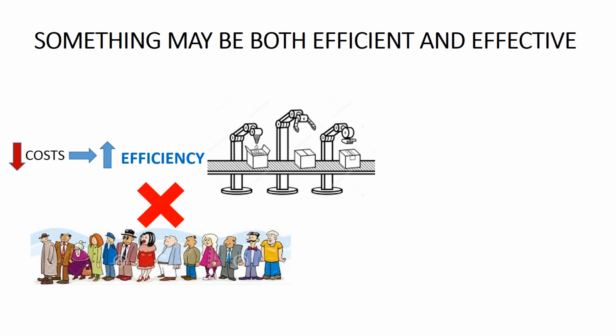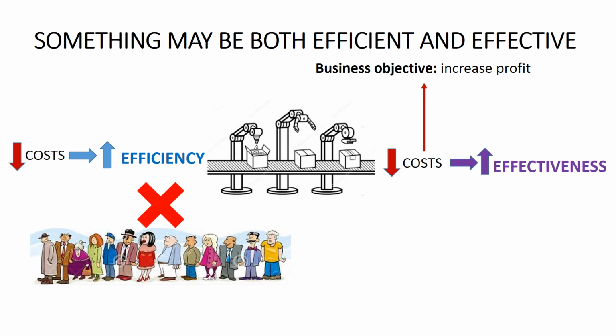Like most businesses, the business will have a business objective of increasing profit. Because the use of the new technology reduces the business's costs, this will increase the profit of the business. That is, the introduction of the new technology will contribute to the achievement of the business objective of increasing profit. As a result, the introduction of the new technology will also increase the effectiveness of the business's operations. In short, the introduction of the new technology will increase both the efficiency and the effectiveness of the business's operations.